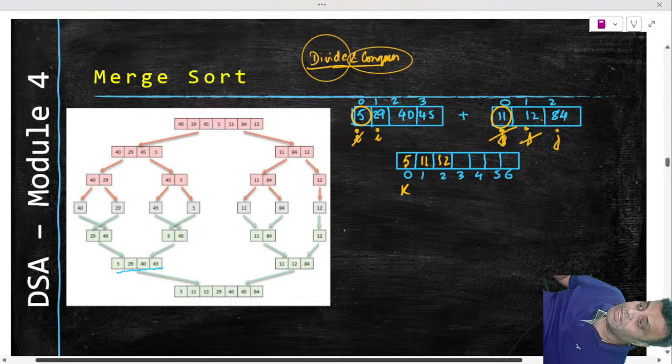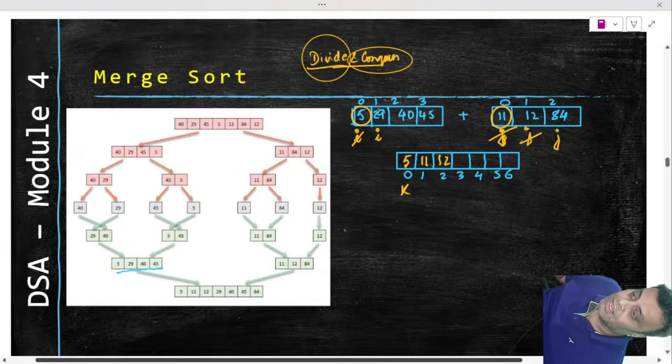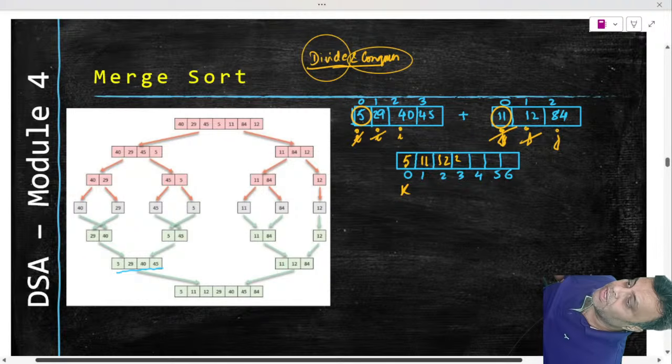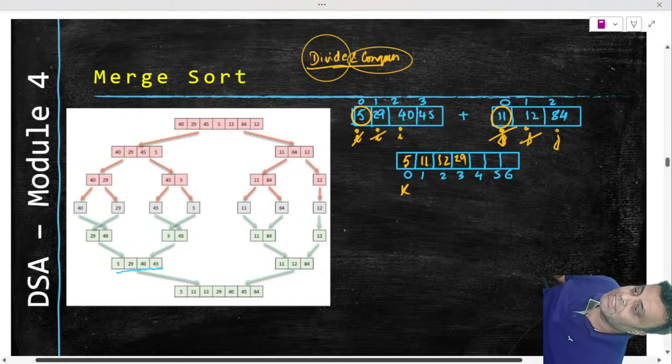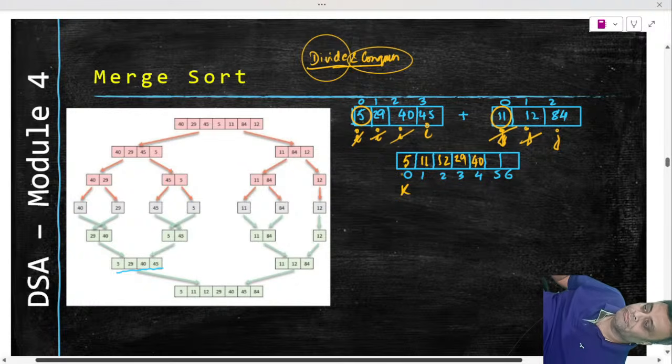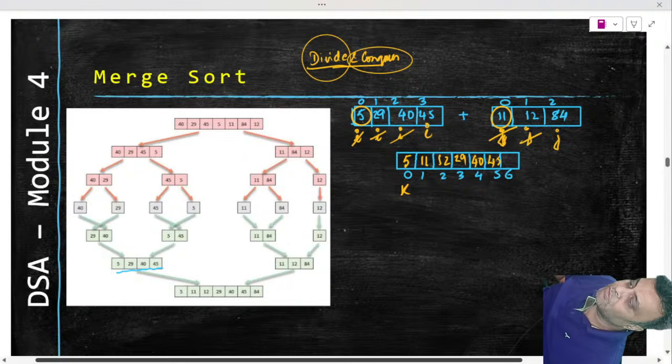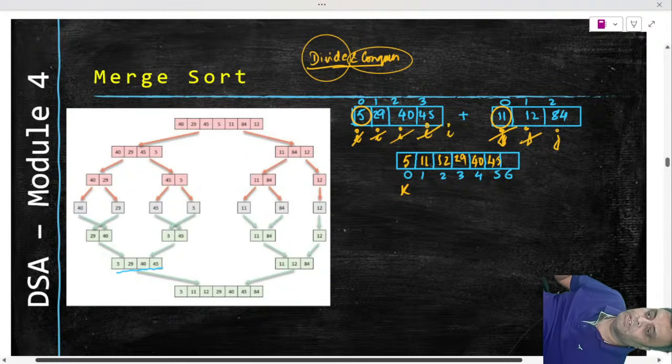Now 29 and 84 will be compared, and here i will be lesser. So my i will move forward and 29 will be taken here. Now 40 and 84 will be compared. 40 is lesser, therefore 40 will move here. I will move forward. Next, after 40, i is at 45, j is at 84. 45 will be taken. I has moved out of bounds, i's loop will stop.